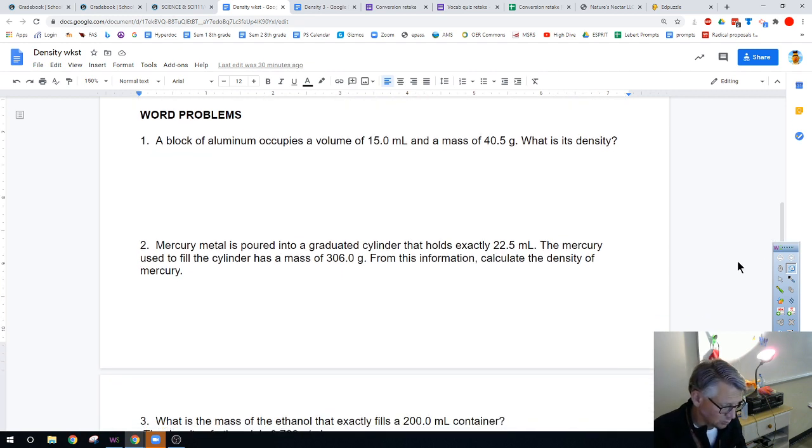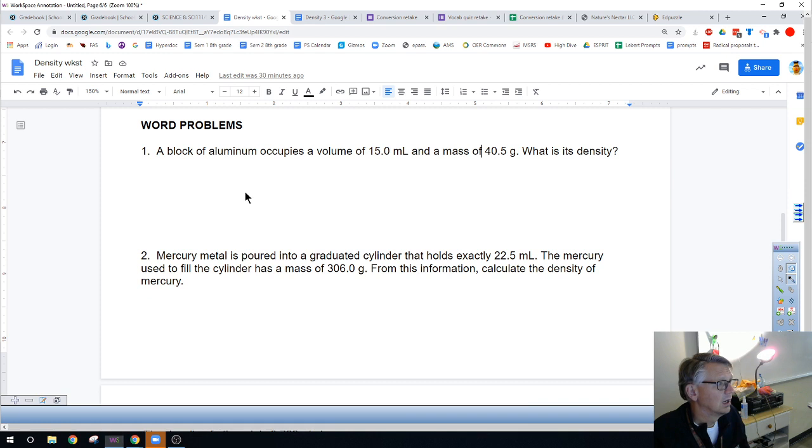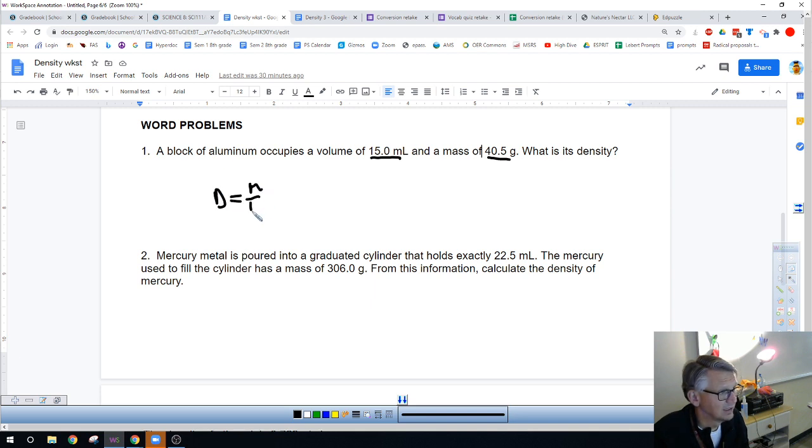So working on some word problems. A block of aluminum has a volume, there's our volume, and a mass of, there's our mass. Density is equal to mass divided by volume. Our mass was 40.5. Our volume was 15. We divide that out. 40.5 divided by 15 gives us 2.7, and that will be grams per milliliter.